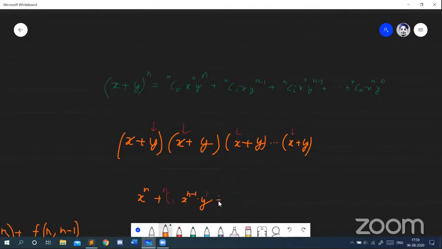And if I had to make y squared, then I would choose y from 2 of these, right? And the term containing x from the rest of them. And that would give me n choose 2, x to the n minus 2, y squared, and so on, right? I hope you get the basic idea.